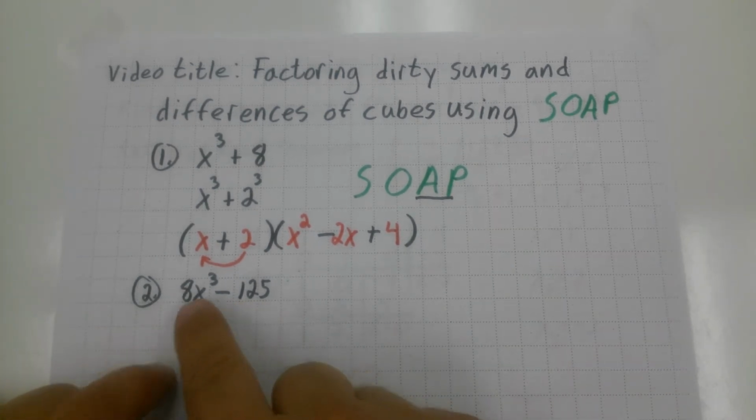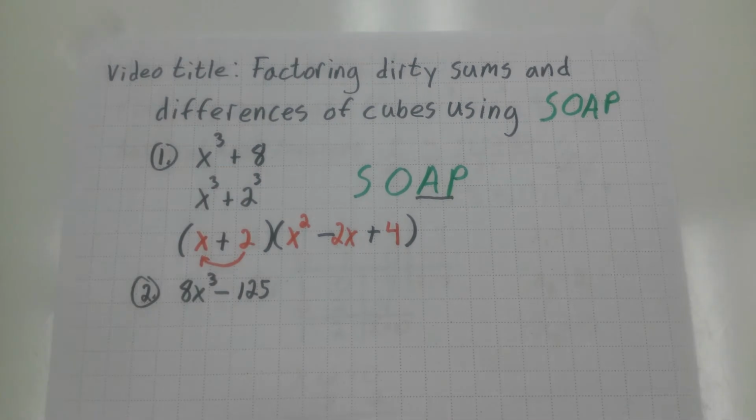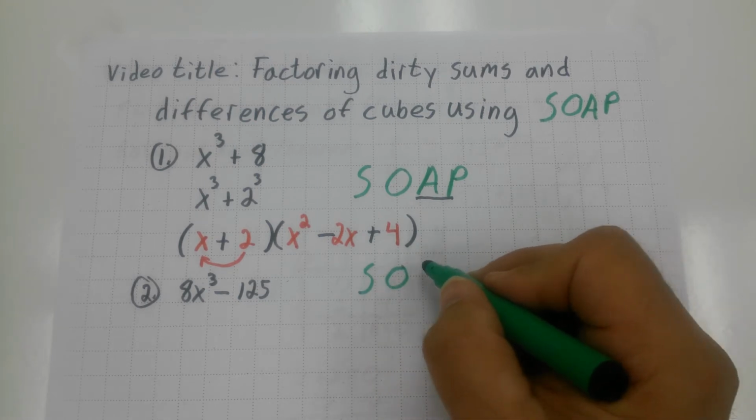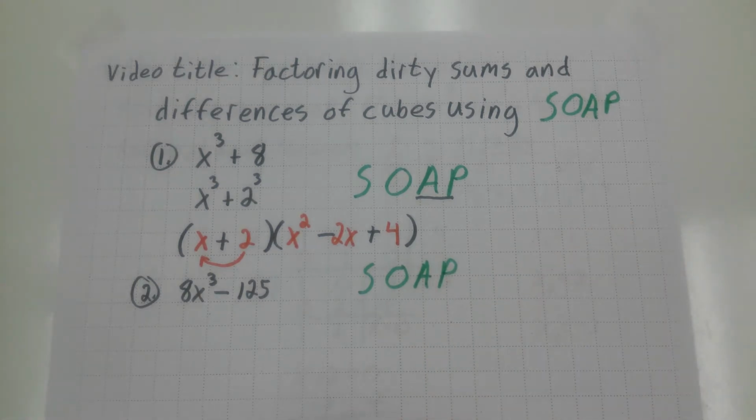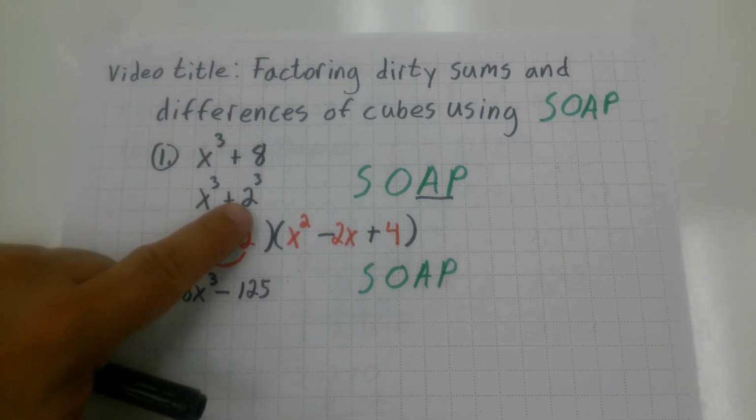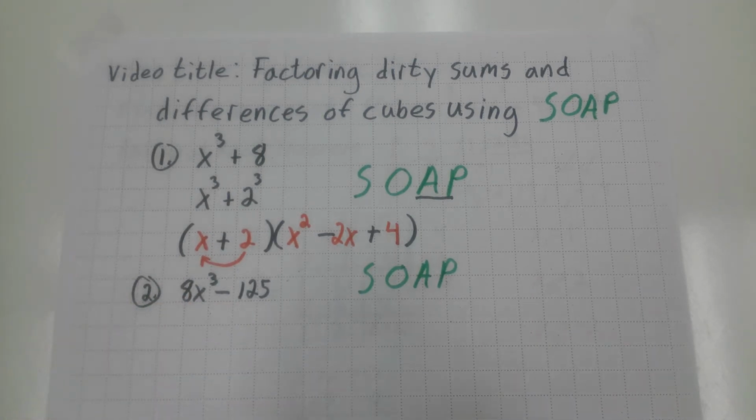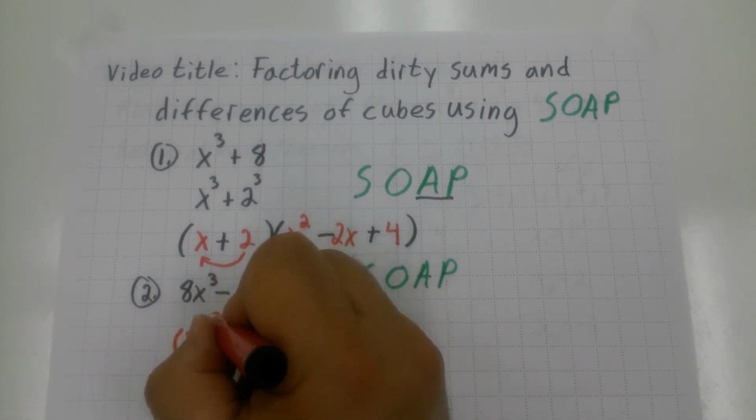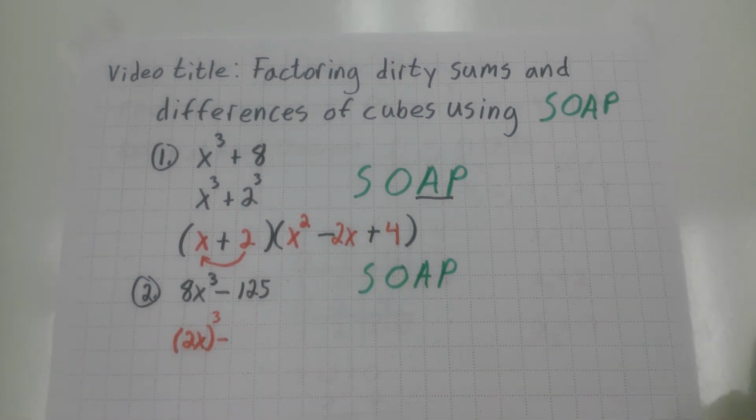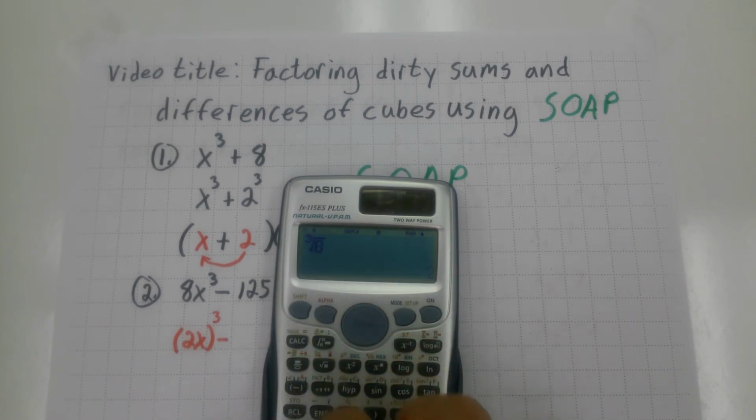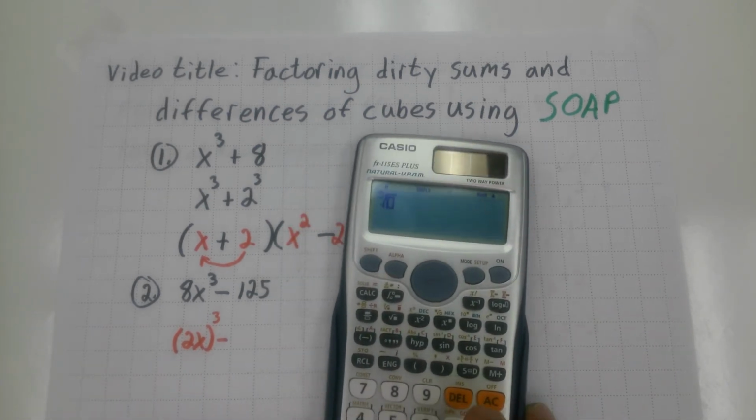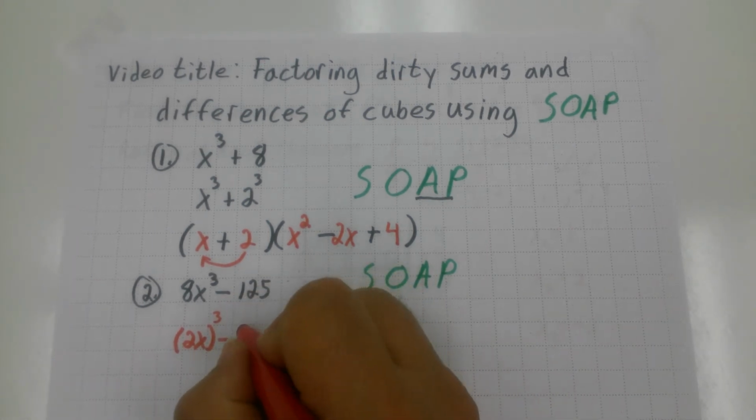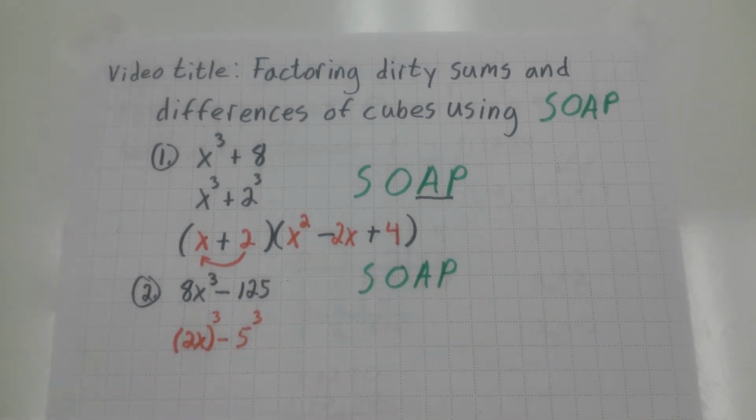Another cube problem. This is a difference of two cubes, and I'm going to use SOAP. That means for the signs, it's going to be same, opposite, always positive. And what I'd like to do first, just as I did with that 8, is rewrite this as two cubes. So 8x cubed can be rewritten as a quantity, 2x to the third power, minus the cube root of 125. You don't need a calculator for this most of the time, but it's kind of helpful to have around. The cube root of 125 is going to give me 5. So 5 to the third power equals 125.